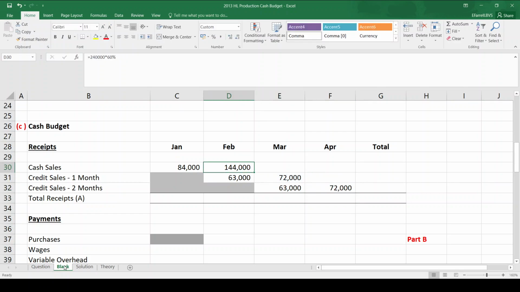I just had to double check. I multiplied February. This is incorrect. This should have been 40%. So you just need to be careful when you're filling these in. Just go back to the question.